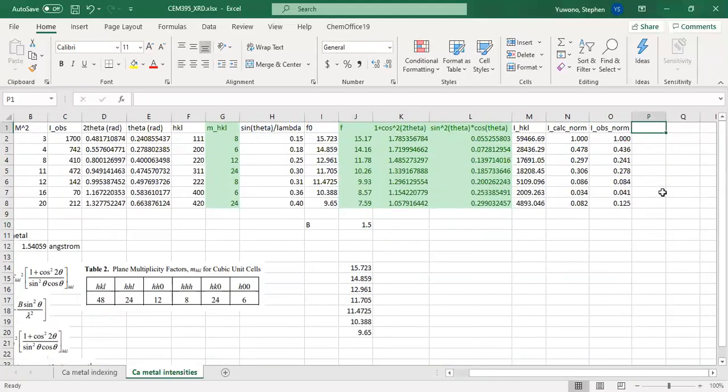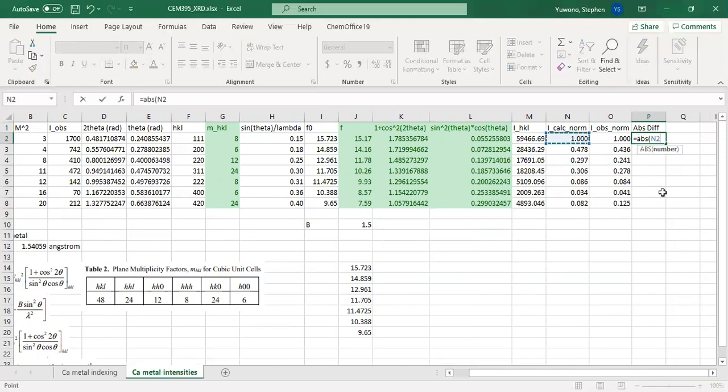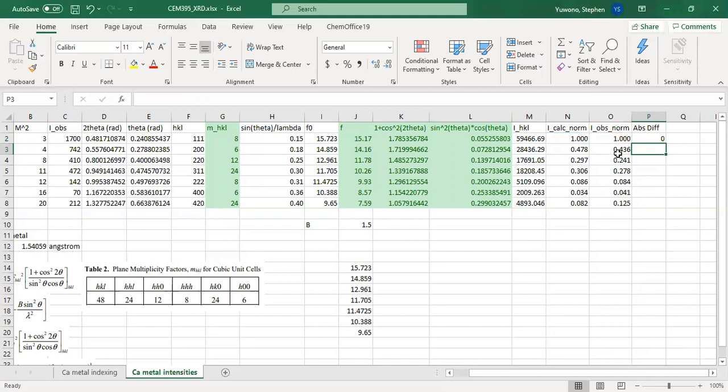So first, let's calculate the difference, or I should say the absolute difference, which is simply the absolute value of the calculated minus the observed. Again, because this is an absolute value, it doesn't matter if you calculate observed minus calculated or calculated minus observed. Okay, so we have that. Of course, the first peak is going to match because it's going to be the most intense, but we will have disagreement in the rest of the peaks, right?